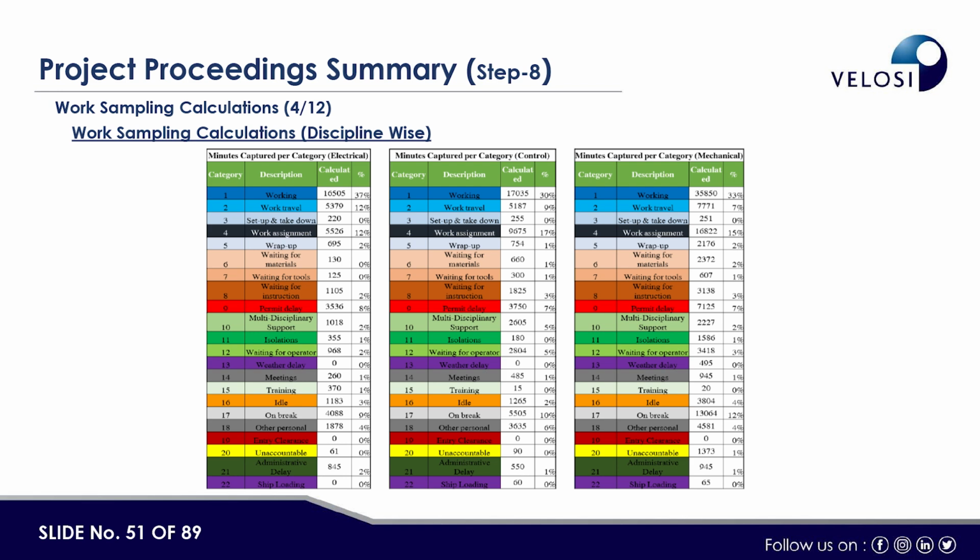Also, if you see work assignment, 5,526 minutes, which is 12% on the electrical side. And similarly, 17% in instrumentation and control. The work is not even assigned to the technicians. Then if you see the mechanical side, there is also 15%. So it means that the work could be assigned in a timely manner by the planning department a day before or a week before. It can also improve the wrench time for the maintenance crew and technicians.